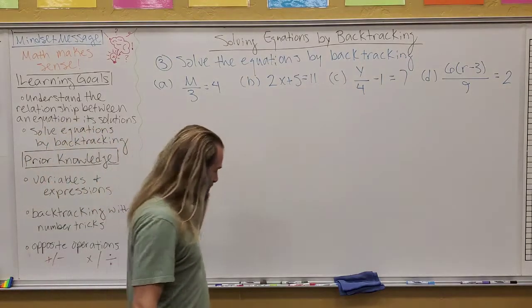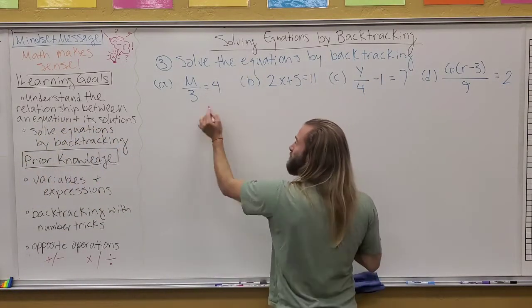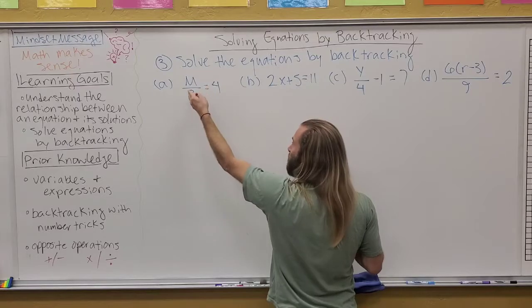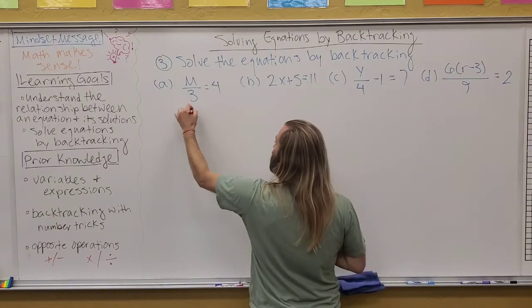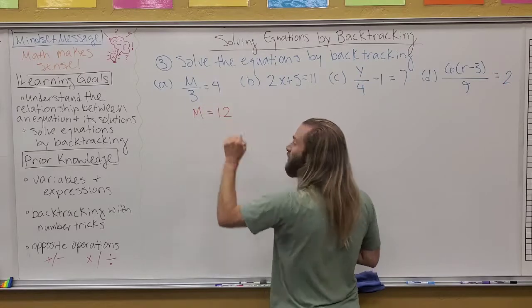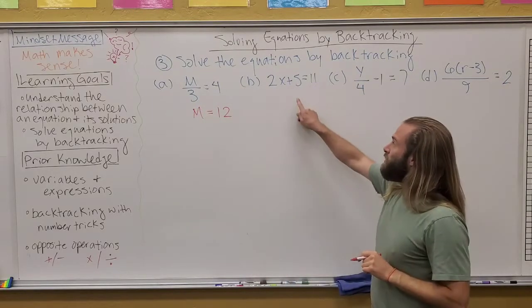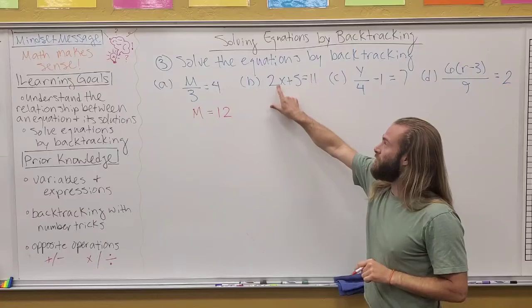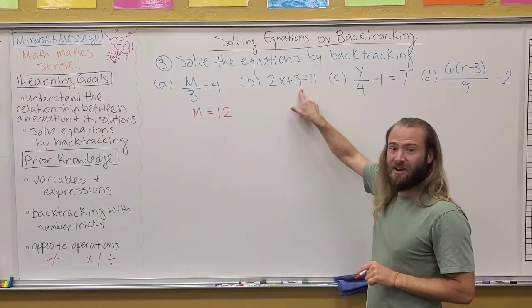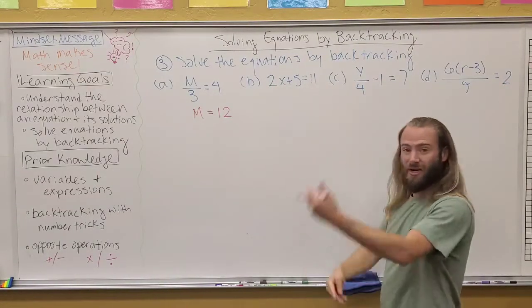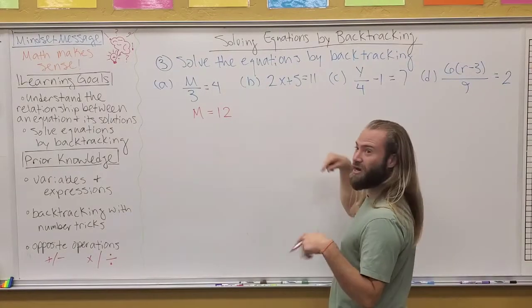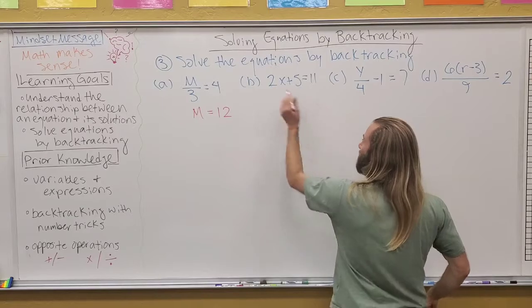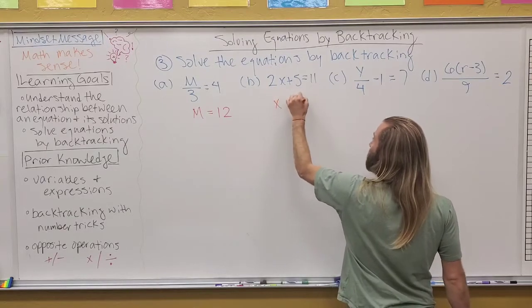Okay, so let's check our answers. This is just one step, dividing by 3, so I just need to undo by multiplying my ending number by 3, right? So we can see the solution, m equals 12. For this one, this has 2 steps. Choose a number, multiply by 2, and then add 5, and we end with 11. So I need to undo, remember shoes and socks, right? So 11, if I subtract 5 is 6, and divide by 2, so x equals 3.